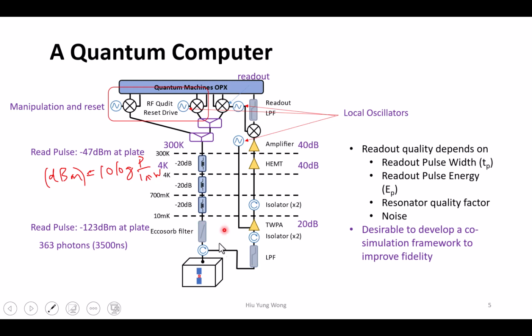Then you know what the effective resonance frequency of this system is. And from there, it deduces whether the qubit is at 0 or 1. So that is the reading mechanism of a quantum computer.